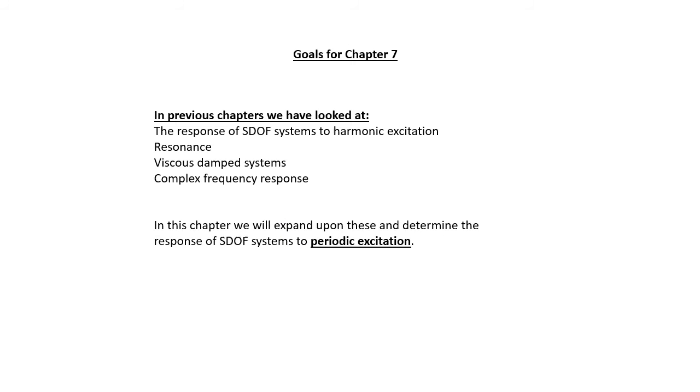So some goals for Chapter 7, Module 8 here. In previous chapters, we've looked at the response of single degree of freedom systems to harmonic excitation. We looked at resonance, viscous damped systems, and complex frequency response. Well, in this chapter here, we're going to expand upon these and determine the response for single degree of freedom systems to periodic excitation.